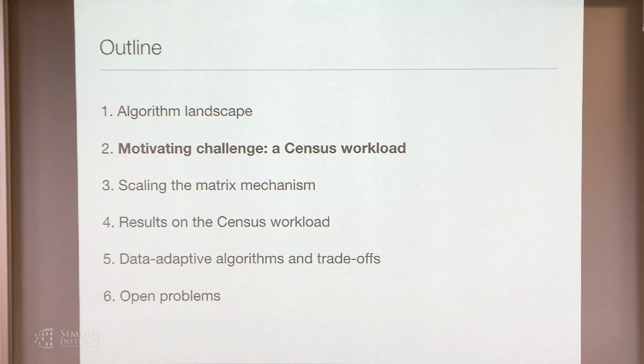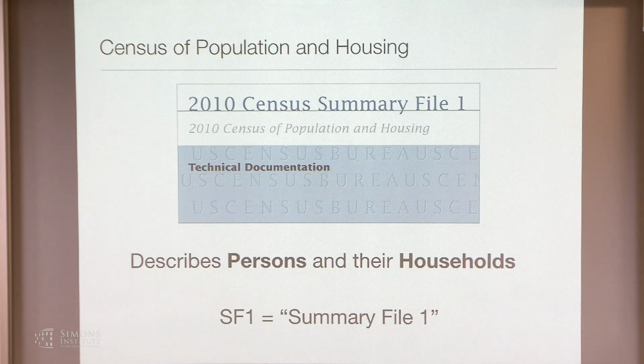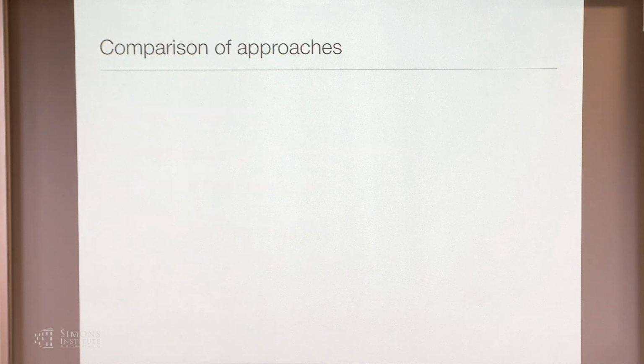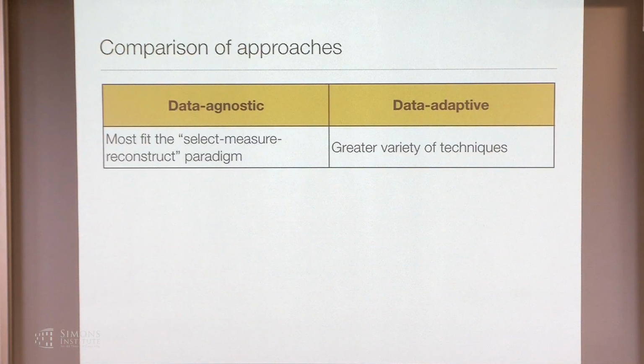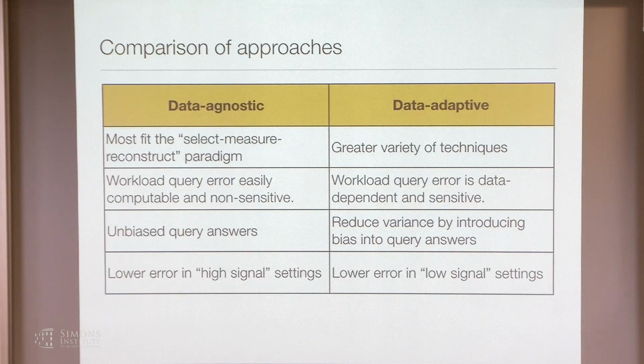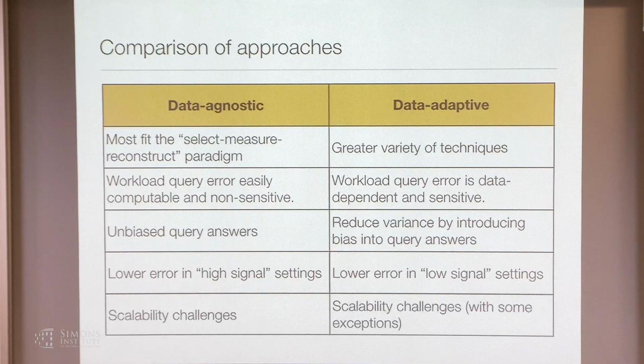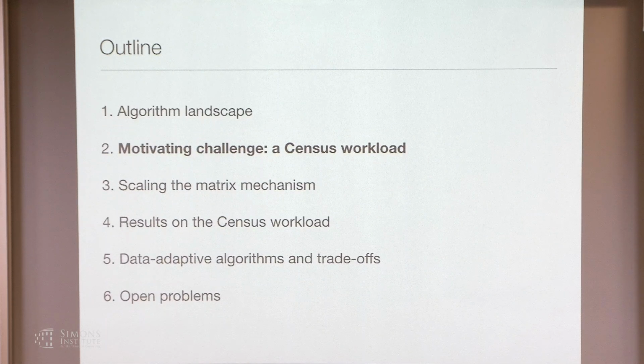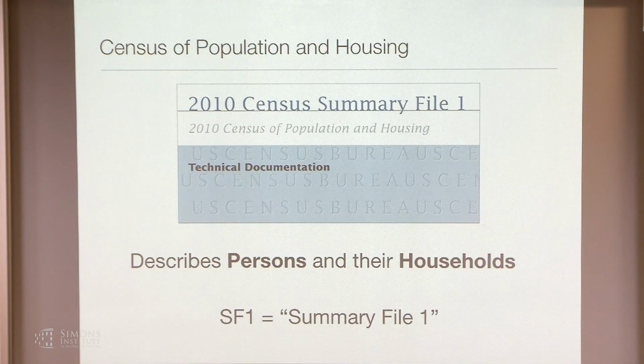Okay, all right, so I'm going to stay in the data agnostic select, measure, reconstruct paradigm and talk about the census example, which is a live challenge that we're facing. So the census, as many of you know, is testing differentially private algorithms for release of some of their key statistics coming out of the 2020 census.